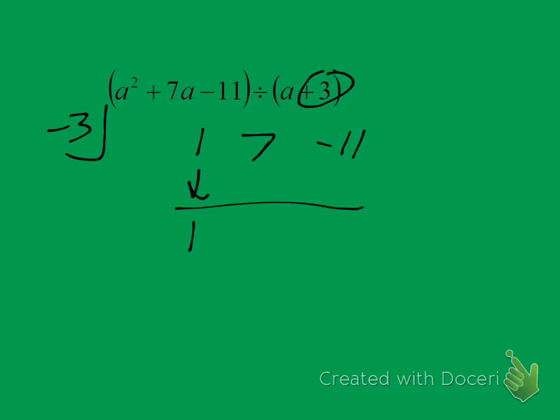Bring the 1 down. 1 times negative 3 gives us what? Negative 3. 7 minus 3 gives us 4. 4 times negative 3 gives us negative 12. Negative 11 minus 12 gives us negative 22. Oh boy.